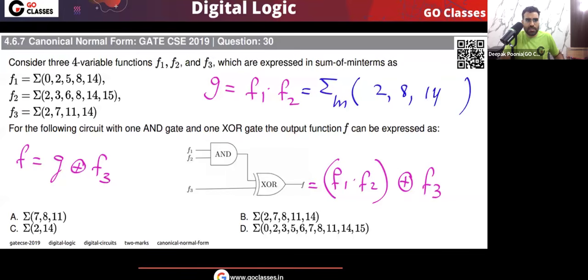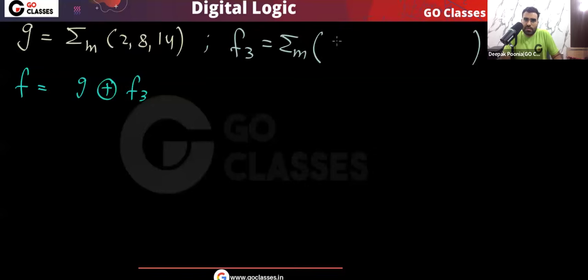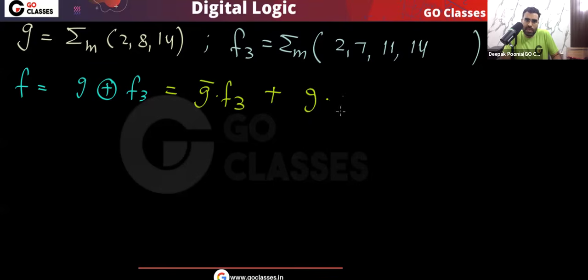What is F3? That is 2, 7, 11, 14. Now let's see what this G XOR F3 will become. This will become G bar F3, or G F3 bar. Correct. So let's see what this G bar will be.